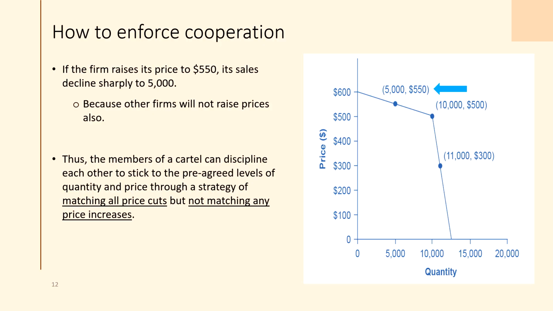Now consider the opposite situation. Suppose the firm raises price from $500 to $550. Other firms do not match the increase. Consumers switch to rival firms offering the lower price. As a result, the firm's sales fall sharply to 5,000 units. So increasing price is also unattractive.